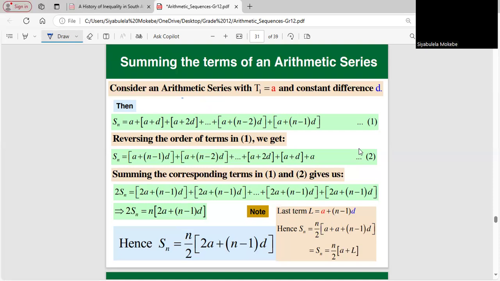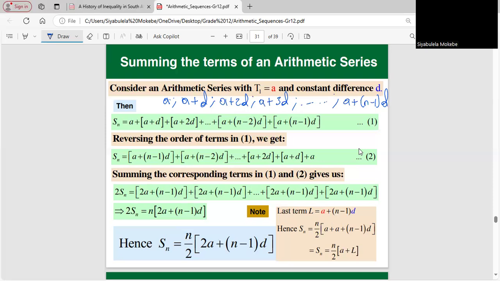Remember that if you have your sequence, let's say your first term is A, then your second term is going to be A plus D. The third term is A plus 2D, then the fourth term is A plus 2D plus D, which is A plus 3D. Continue up to the nth term, A plus n minus 1 D. So this is a general arithmetic sequence.